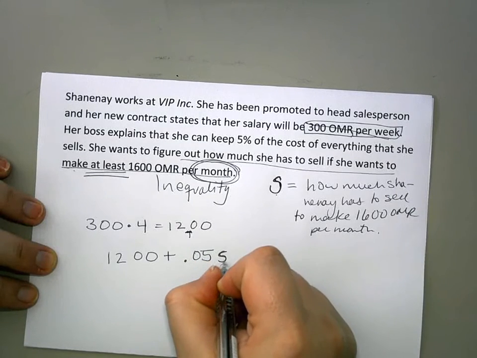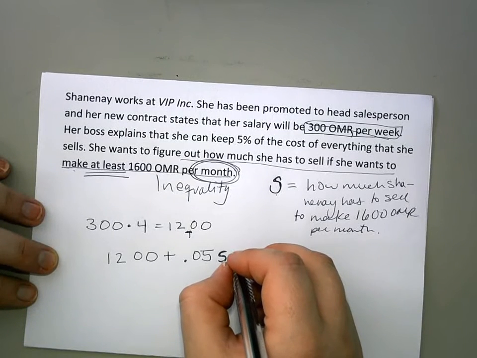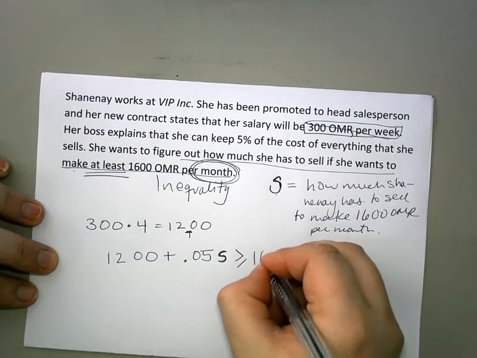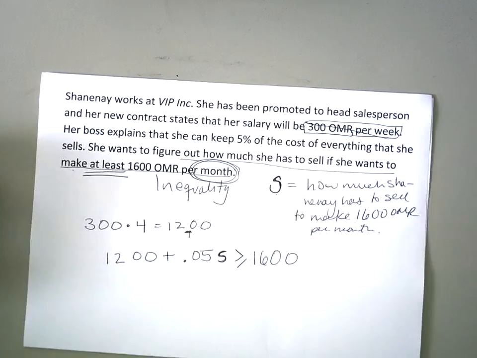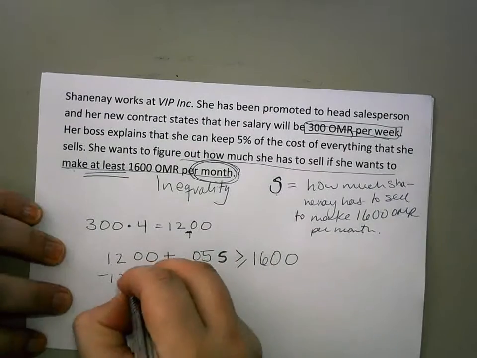Well, I've defined S as what she wants to sell, and that has to be at least 1,600 Omani Rials. Now we can solve as usual.